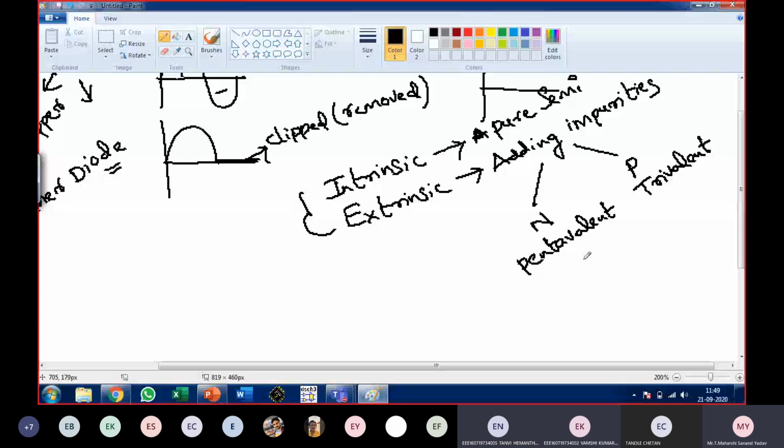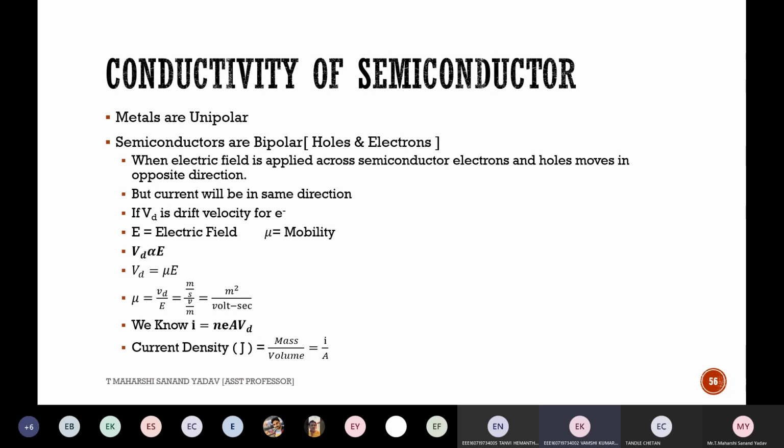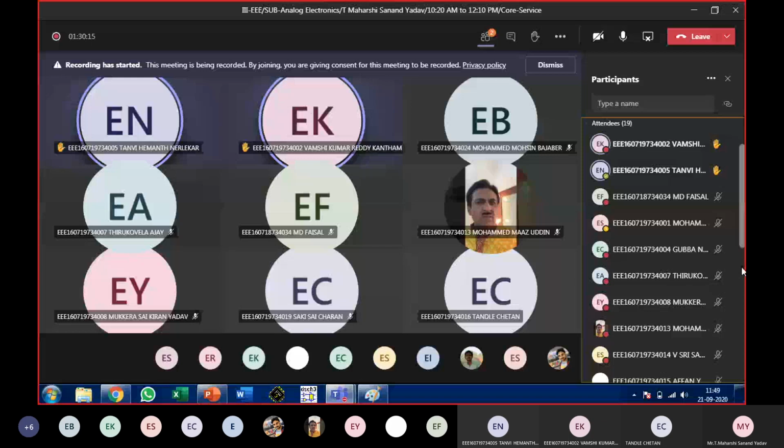Tell me the elements under. Yes. Guys, please mute your mic. Chetan.